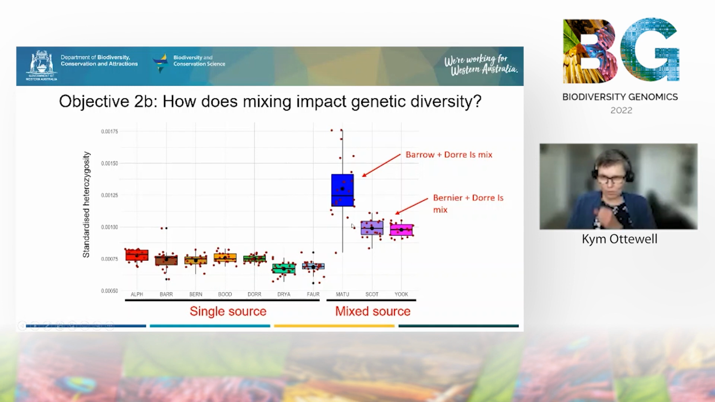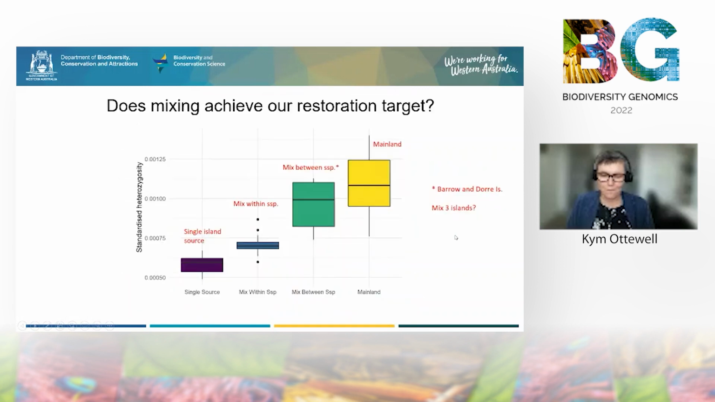However, when we mix the divergent source populations in Matterhorn, we mix the Barrow Island and the Dorey Island source populations together here, we get a big boost in genetic diversity. This is significantly different to any of the single source populations. And even when we're mixing the two divergent Sharp Bay Island populations together, that's Bernier and Dorey Island, we do again get that bump in genetic diversity there.